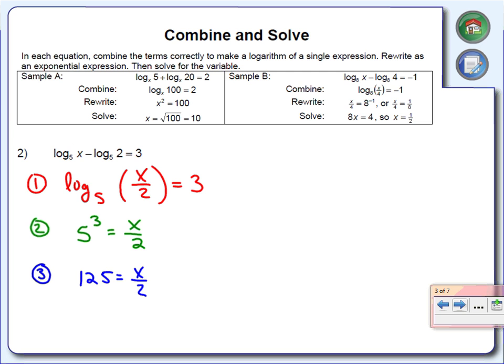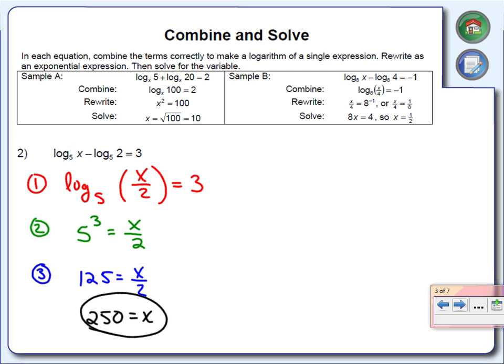Remember, we're solving for x. So if I want to solve for x, I've got to do the opposite of dividing by 2. What's the opposite of dividing by 2? Multiplying by 2. So what is 125 times 2? 250. Therefore, our solution here is 250. That's the answer to number 2.